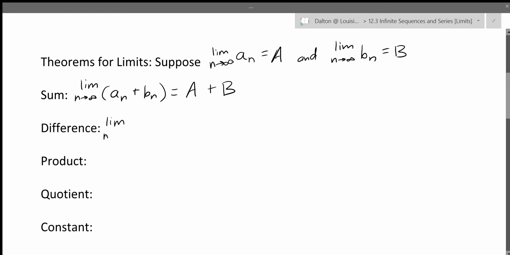For the difference, the limit as n approaches infinity of a sub n minus b sub n, you could probably guess is the same idea. You take the limit of each of those sequences and you subtract them, a minus b.